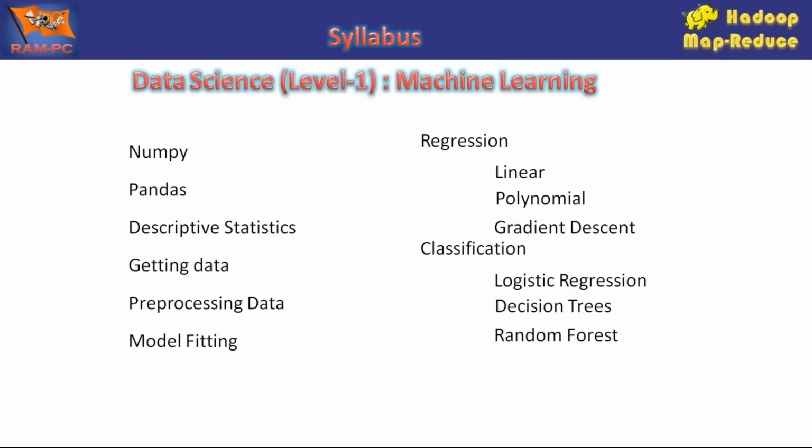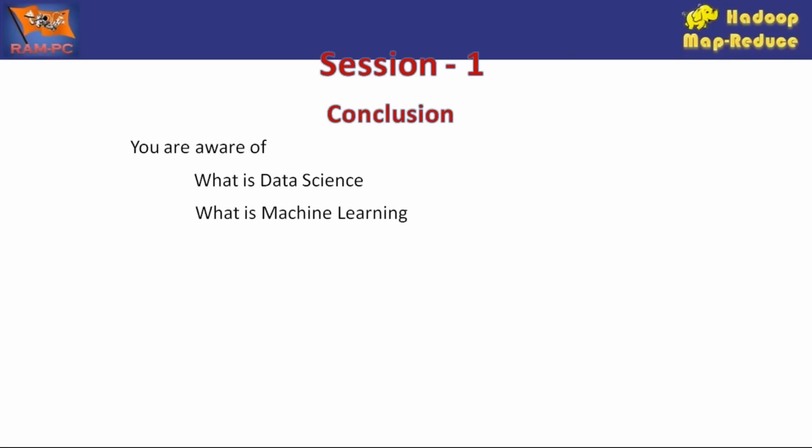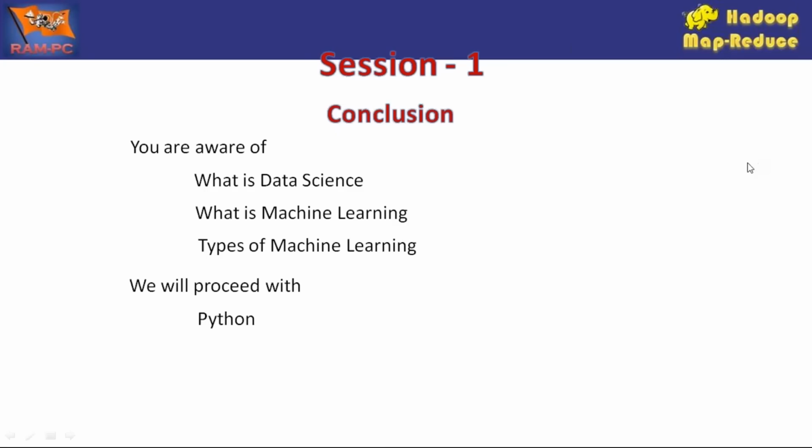If time permits, I will cover artificial intelligence also, artificial neural networks, ANN, which is the introduction to deep learning. So this is the overall course syllabus. I think you are aware of data science and what machine learning is, and I didn't discuss the types of machine learning here. We will start with Python in the next session.